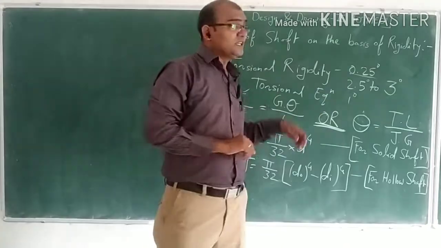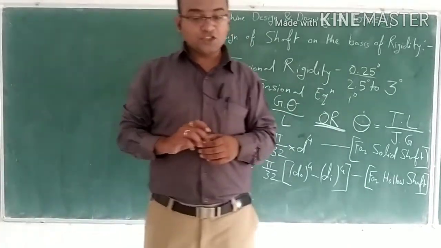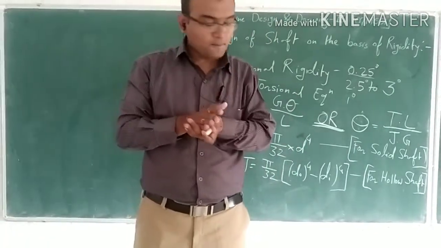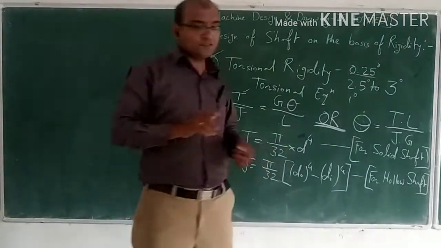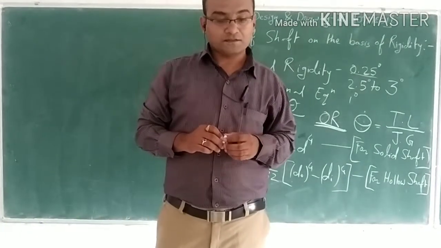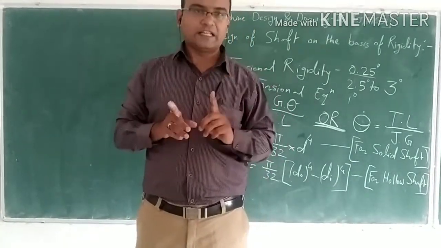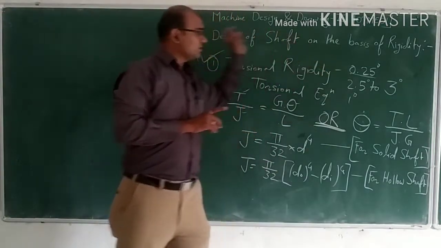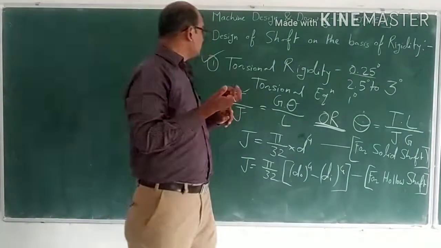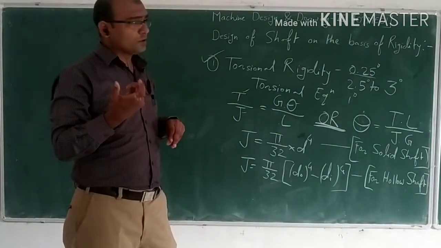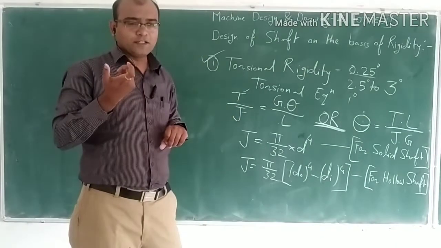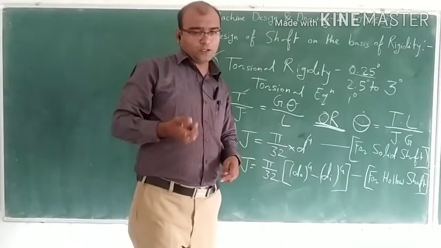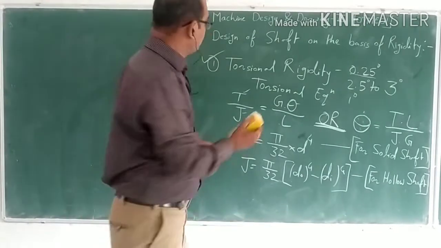Second one is G. G is the modulus of rigidity for the shaft. Then L is the length of the shaft. These all are for the torsional rigidity. At the time of design of shaft on the basis of rigidity, if any problem is given, you can calculate as per this formula. Then second one.